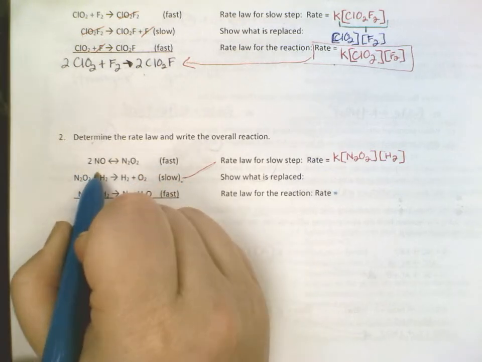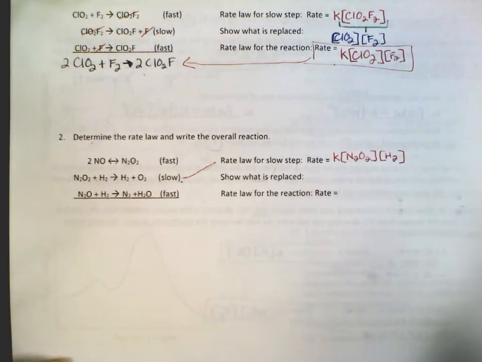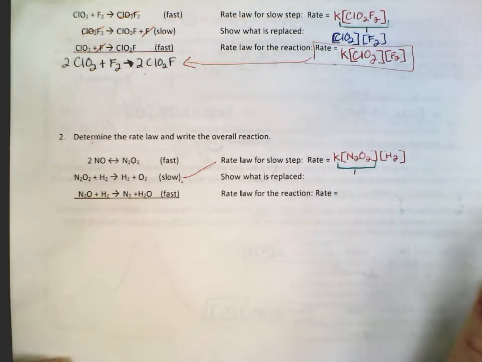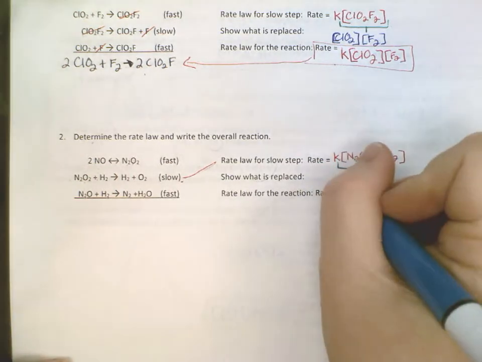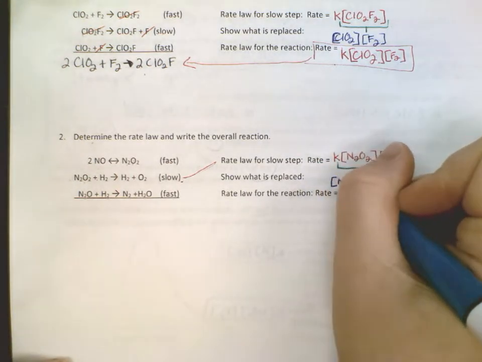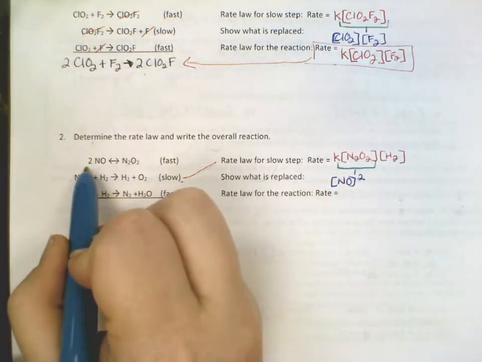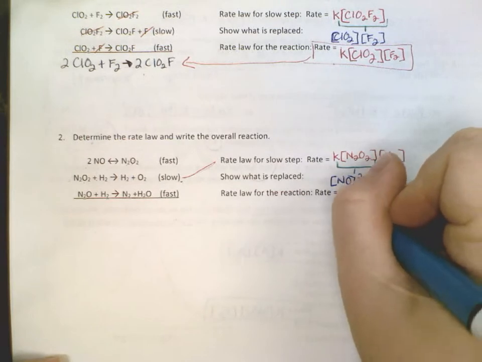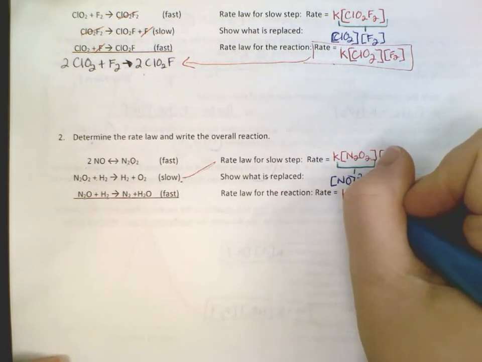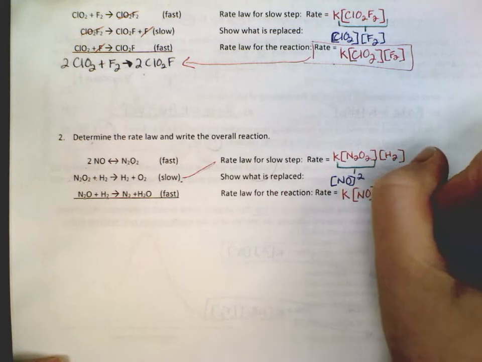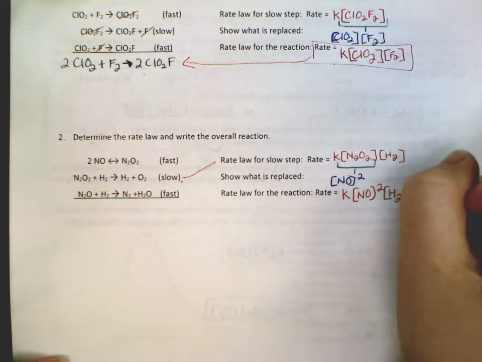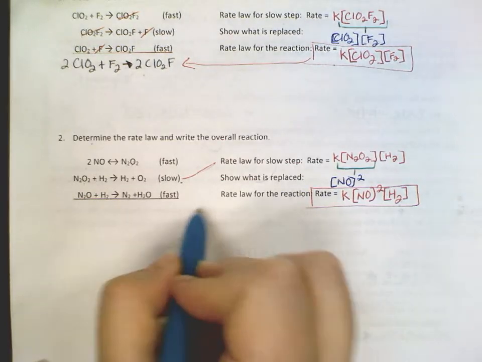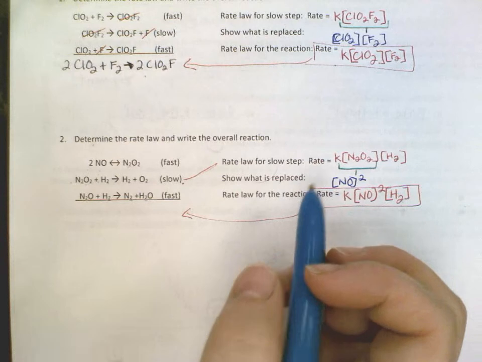It would get canceled out. So it comes from this part, 2NO. So we are going to replace, again, this piece here with [NO] squared because its coefficient is 2. Alright, so then we're going to bring everything down and write our rate law. So rate equals k. This part gets replaced, so [NO] squared times, and bring down our [H2]. So this rate law would then correspond to our overall reaction.